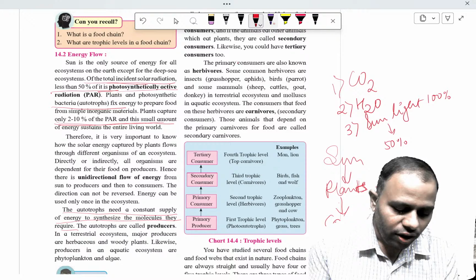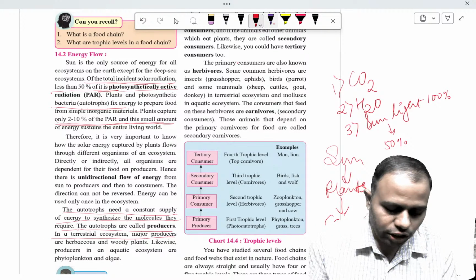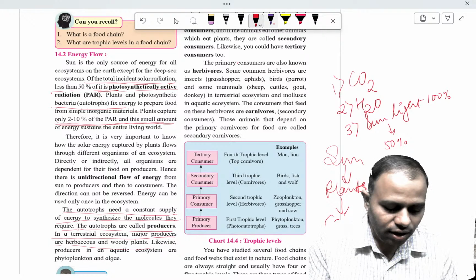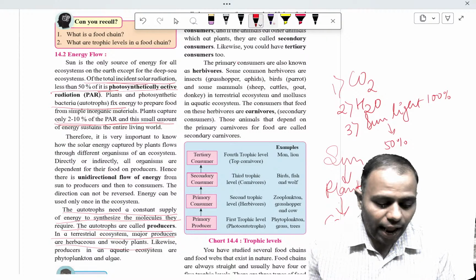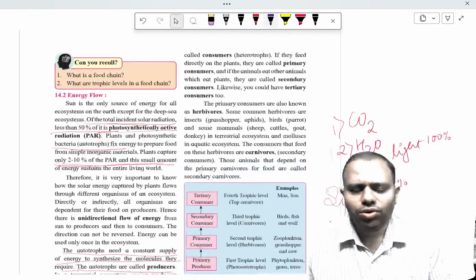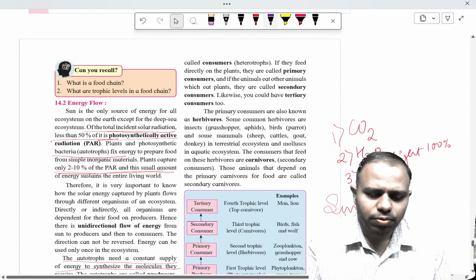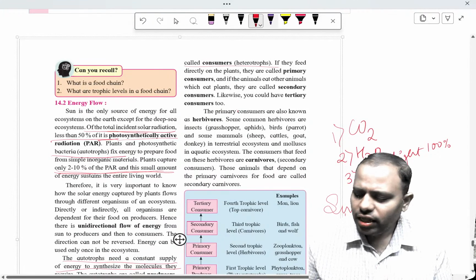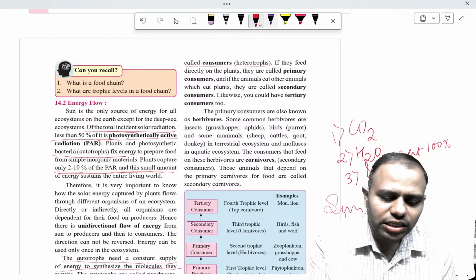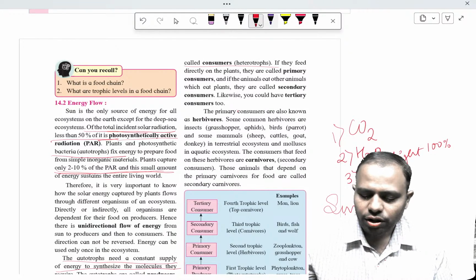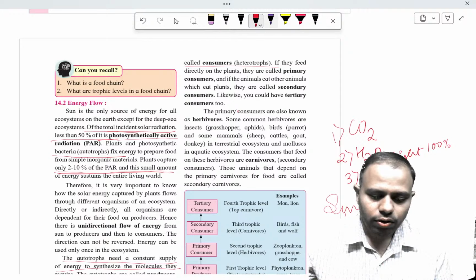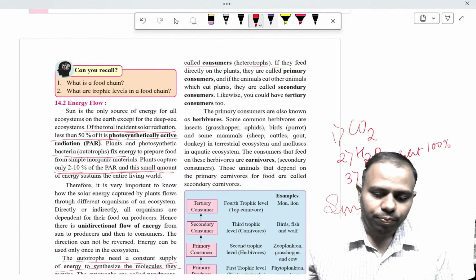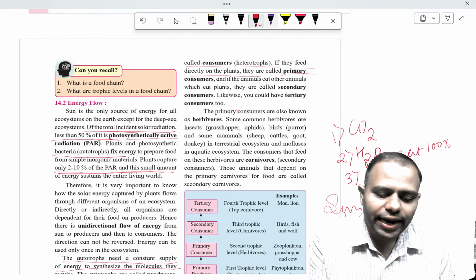In a terrestrial system, what are the major producers? The herbaceous woody plants are major producers, and in an aquatic system it is phytoplankton or algae that are acting as major producers. Then this energy is consumed by consumers. These are heterotrophs. If these consumers feed directly on plants, they are called primary consumers.